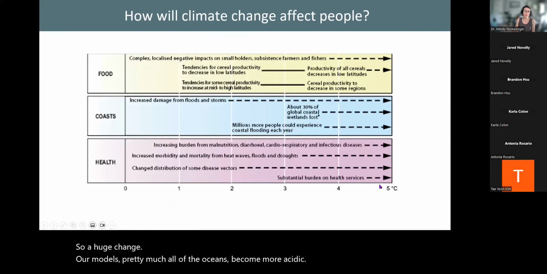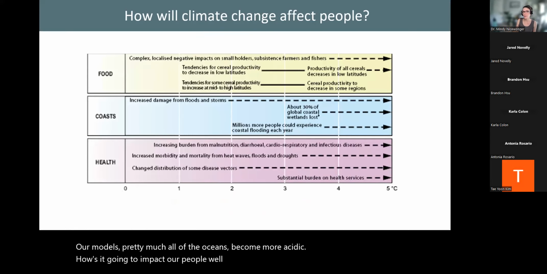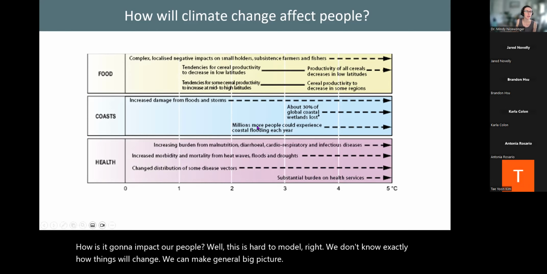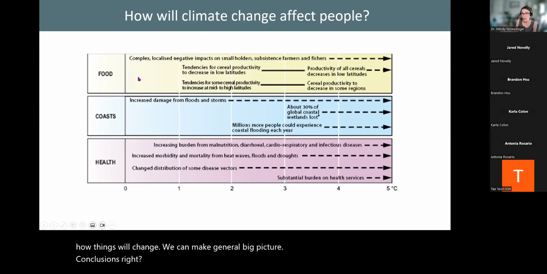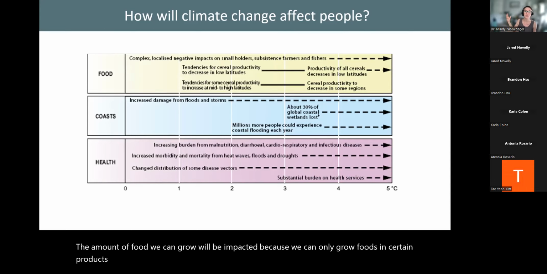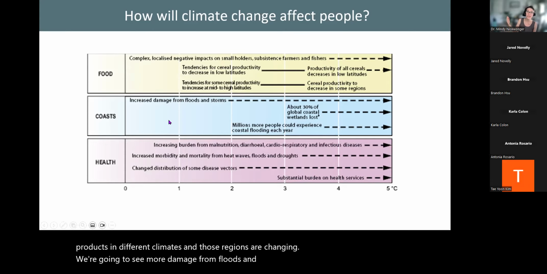How is it going to impact our people? Well, this is hard to model, right? We don't know exactly how things will change. We can make general, big picture conclusions, right? The amount of food we can grow will be impacted because we can only grow foods and certain products in different climates, and those regions are changing. We're going to see more damage from floods and storms. We're already seeing that, right?